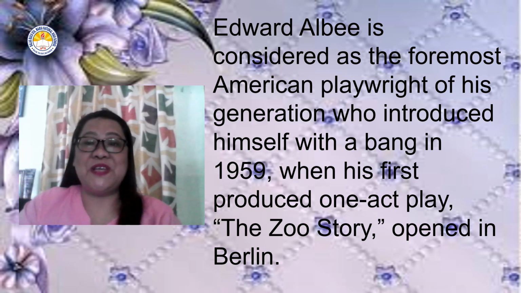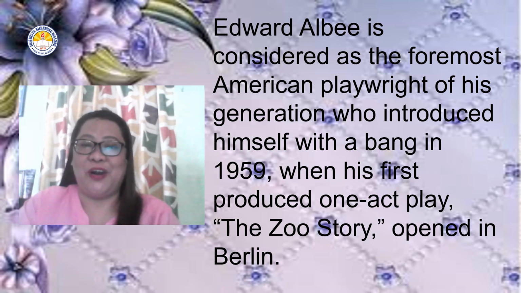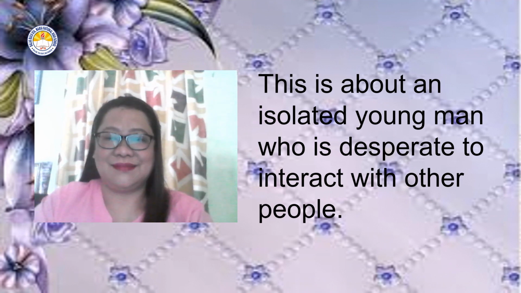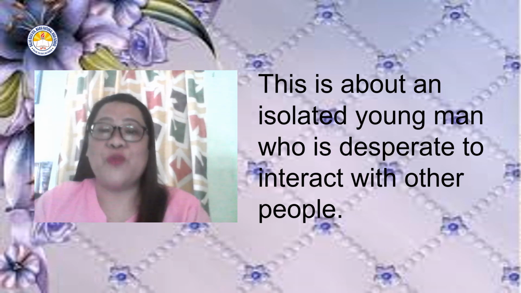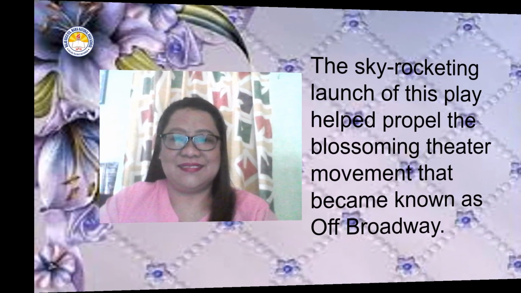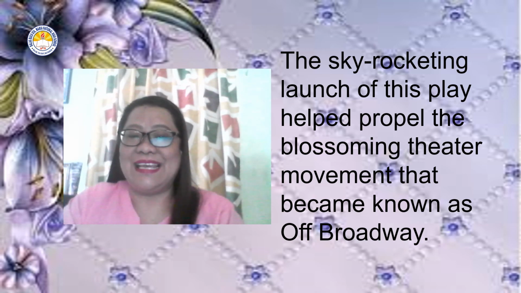Edward Albee is considered the foremost American playwright of his generation, who introduced himself with a bang in 1959, when his first produced one-act play entitled The Zoo Story opened in Berlin. This is about an isolated young man who is desperate to interact with other people. The skyrocketing launch of this play helped propel the blossoming theater movement that became known as Off-Broadway.